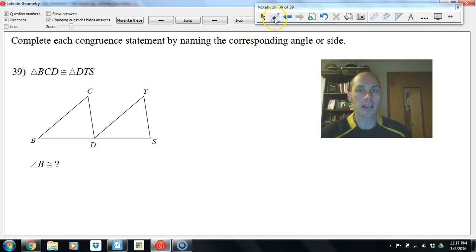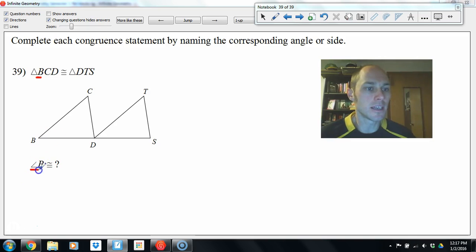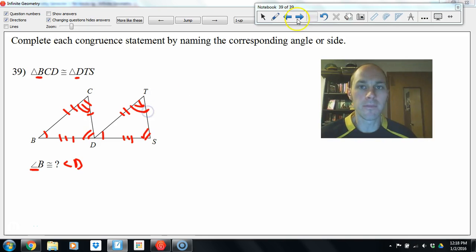Let's name the corresponding side or angle. We know when triangles are congruent, all the corresponding sides and angles are congruent. And we can tell angle B is the angle we want to find. B is the first letter in this congruent statement, so that's going to match up with angle D. So angle B and D will be congruent. Same way that C and T would be congruent, D and S would be congruent. Side CD would be congruent to side TS. I could label all the corresponding parts if I wish to, but we can tell it all from the congruence statement. Match them up from there.